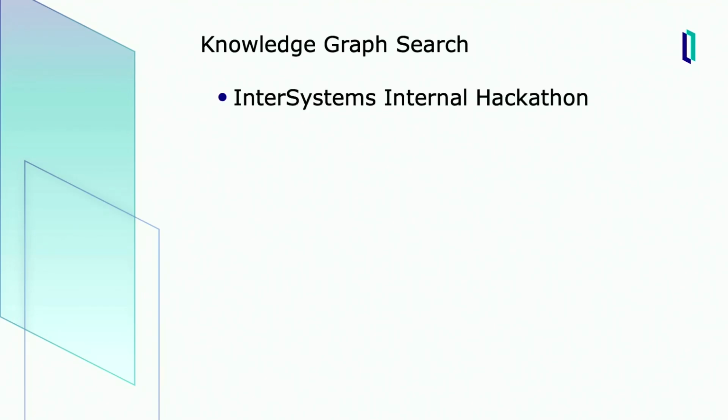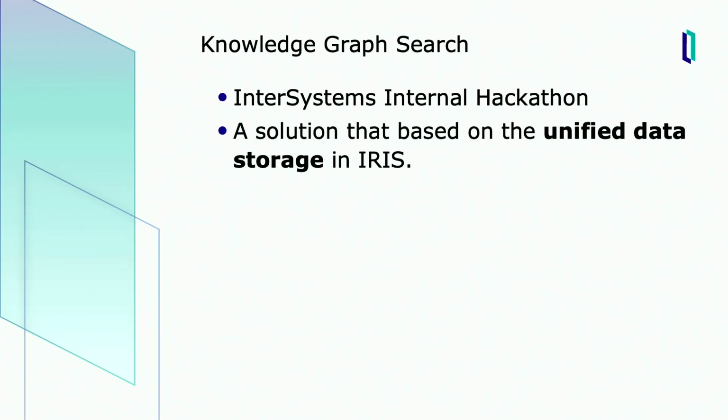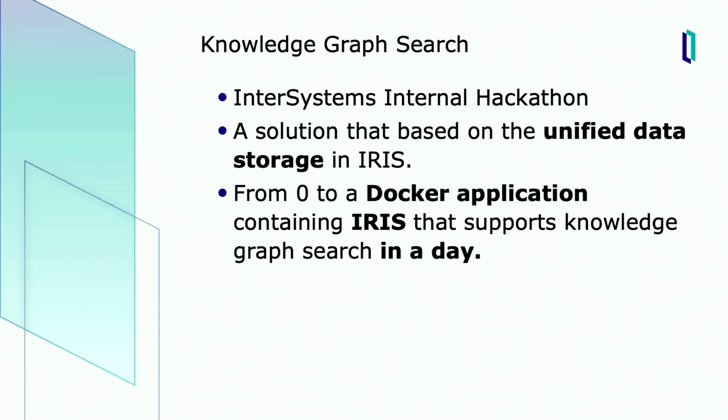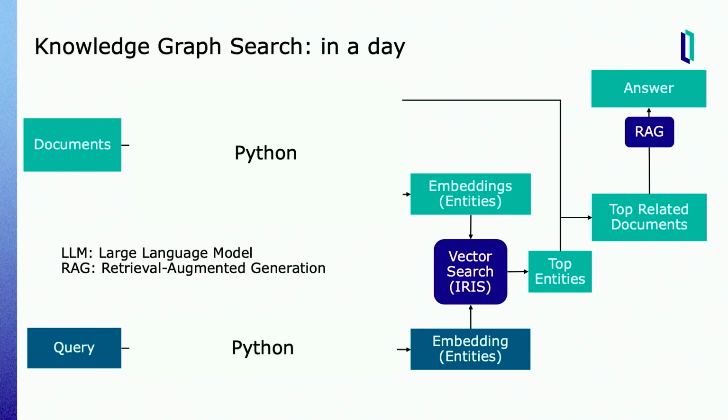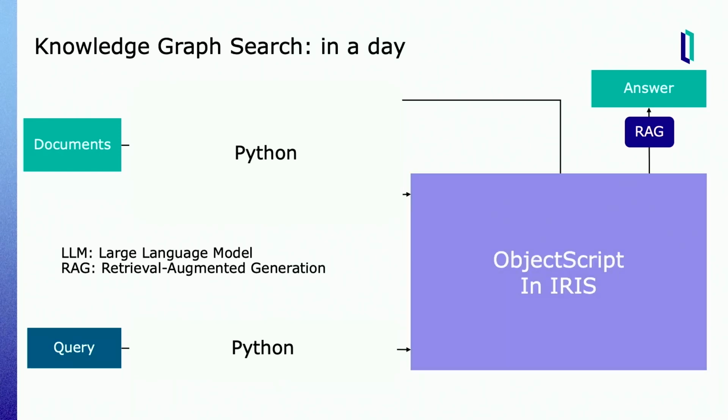Me and Dimitri and Elijah, we built this knowledge graph search product in InterSystems internal hackathon, and it's a solution based on the unified data storage in IRIS, and it can go from zero to a Docker application containing IRIS that supports knowledge graph search in a day. And this is a complex flowchart, and all I want from it is that I don't want to read that, but the thing is that we can use open source Python packages, and then you can use ObjectScript in IRIS to reach our end result. And then you can use Python for the RAG part as well.